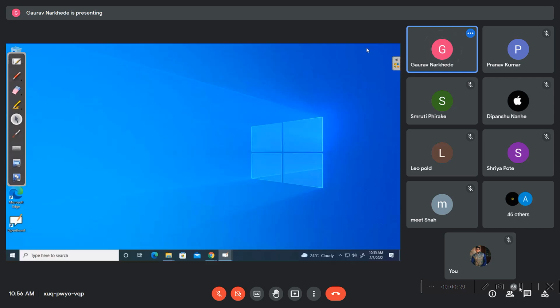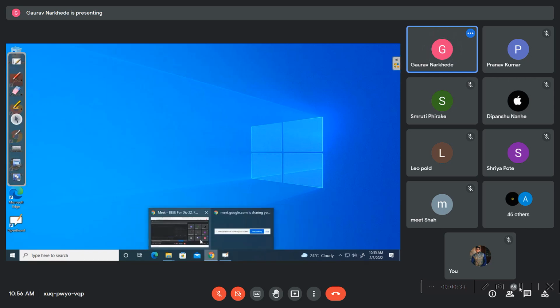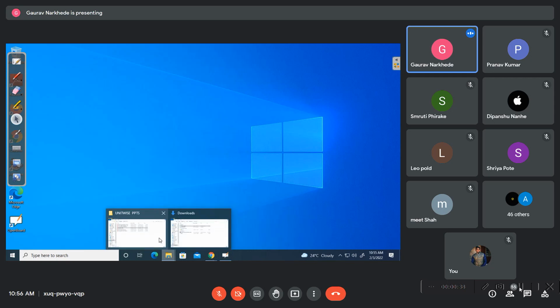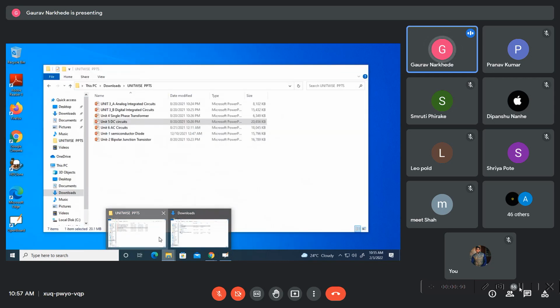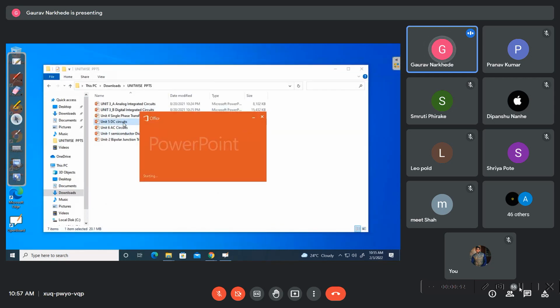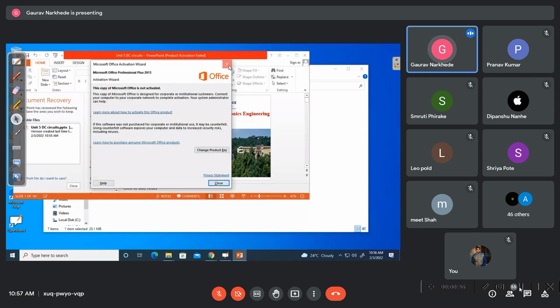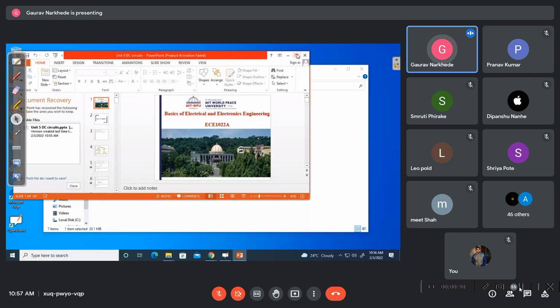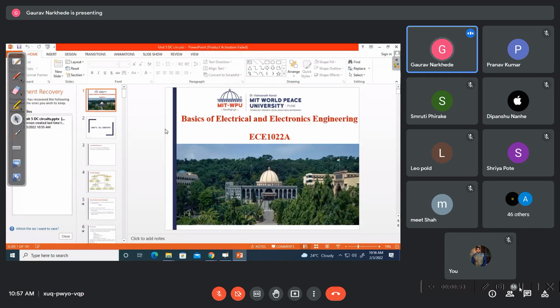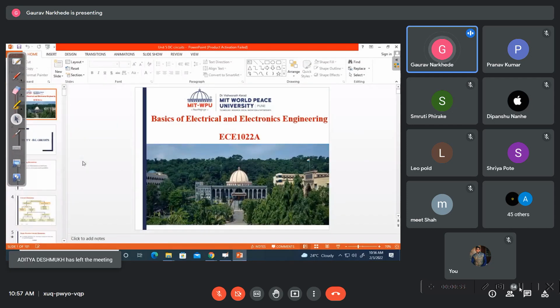And then after that, what types of sources are there? So there are two types of sources. One are independent, second are dependent, right? So independent, again, there are four sources we have seen: voltage dependent voltage source, voltage dependent current source, current dependent voltage source, and current dependent current source, right?